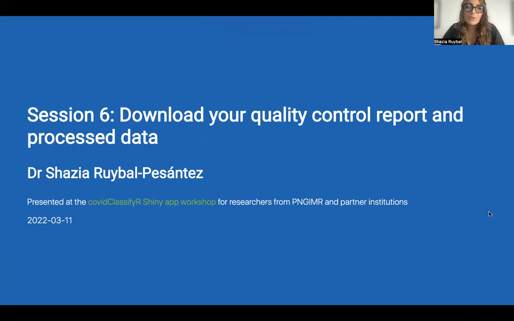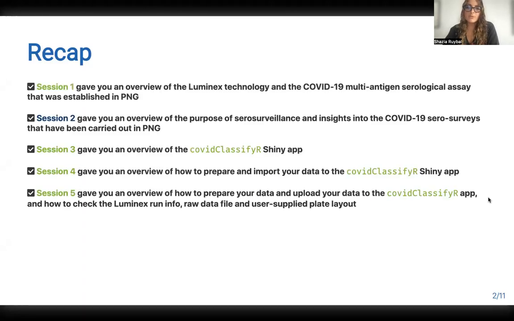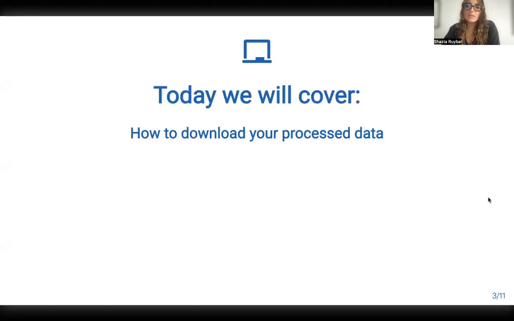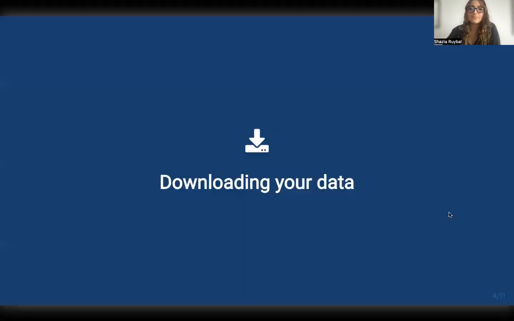Today, we're going to go through session 6 of the covidClassifyR Shiny App workshop, showing you how to download your QC report and process data. The recap of the previous sessions and their materials are on this slide, which you can click and navigate to if you need to. So in this session, we'll cover how to download your process data, and how to download and interpret your QC report. And there is the link to the Shiny app.